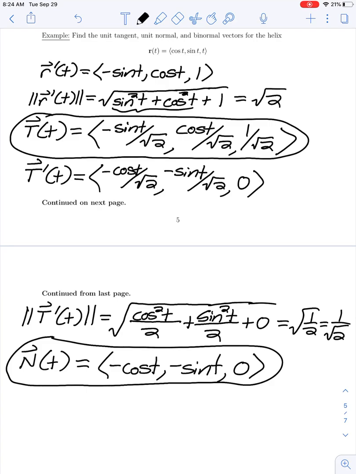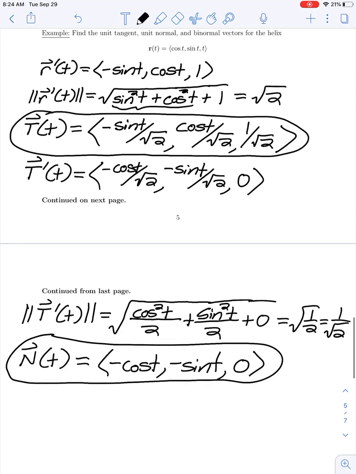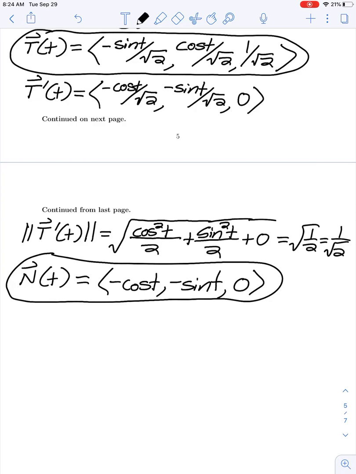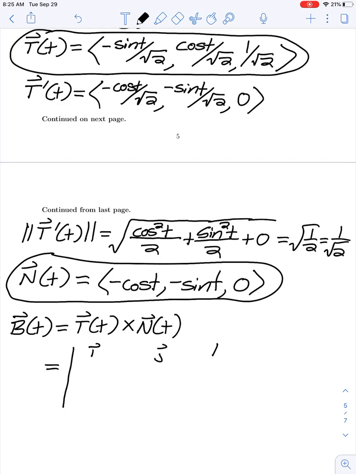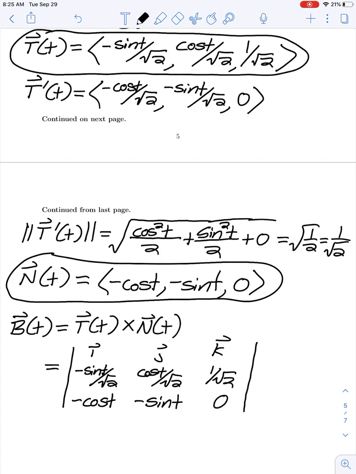And the last thing that we were asked for was the binormal vector, which would be the cross product of our unit tangent and unit normal vectors. So let's take a look. Looking at the binormal vector B of t, we would take the cross product of our unit tangent and unit normal vectors. So this would be given by the determinant of a 3x3 matrix whose first row consists of our standard basis vectors i, j, k. The second row would be the entries from our unit tangent vector, which were negative sine t over root 2, cosine t over root 2, and 1 over root 2. And then the last row would be the entries of our normal vector, which were negative cosine t, negative sine t, and 0.